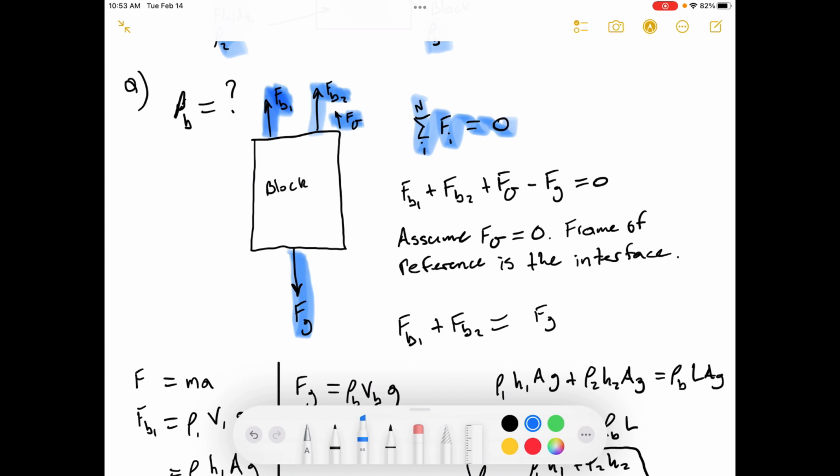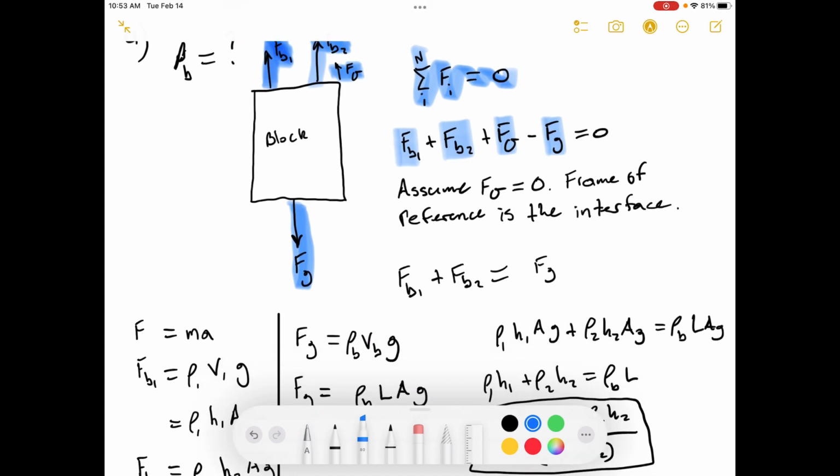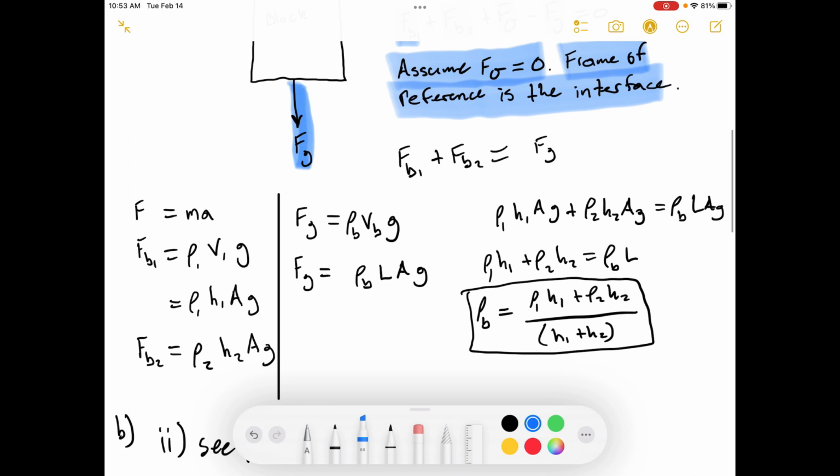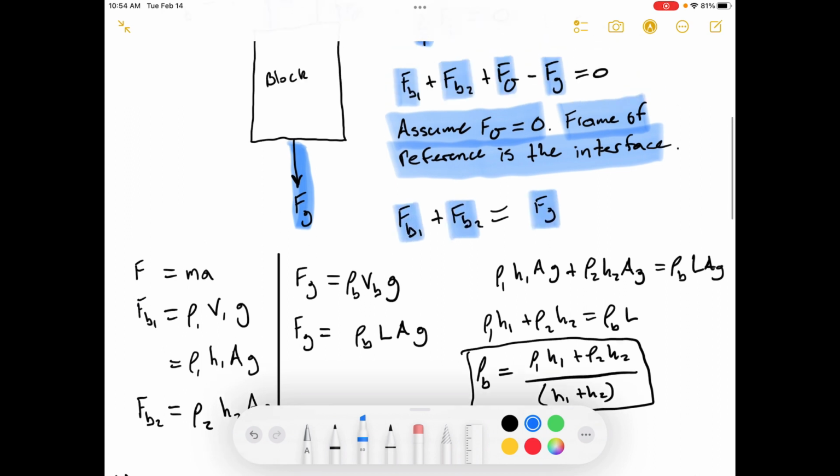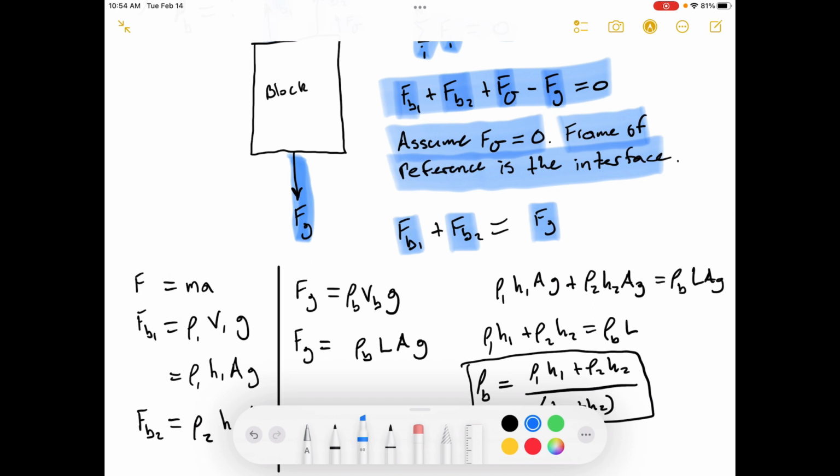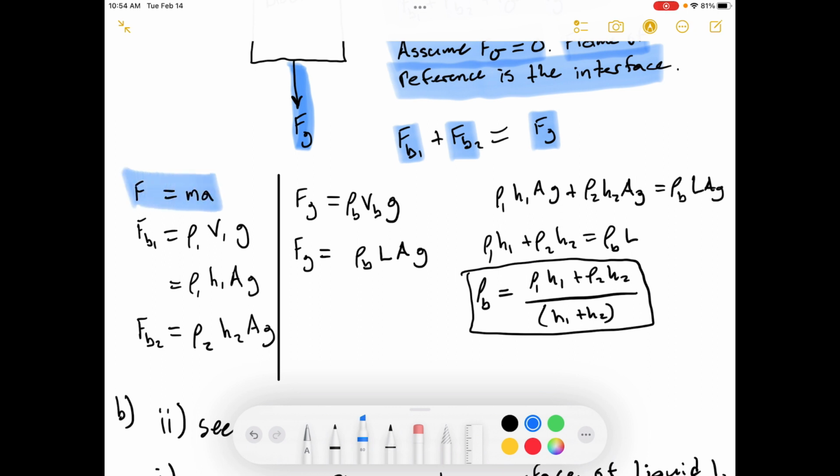Now we're going to add up all these forces. So we have the buoyancy force 1, buoyancy force 2, surface tension force, and our weight, the gravity force. We're going to assume that the surface tension force is 0 and that the reference frame is the interface. Okay. We've got our equation here that we've rearranged from up here, and we have to solve for what each one of these forces is. So let's start off with what we know. We know that force equals mass times acceleration.